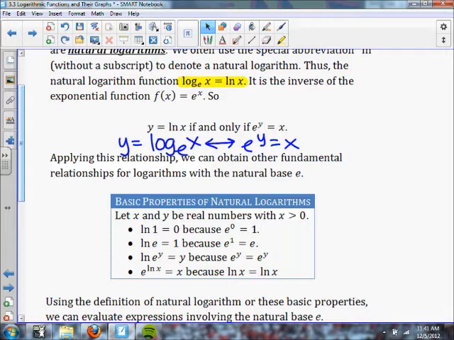Now, applying this relationship, we can obtain other fundamental relationships for logarithms of the natural base e. Just like we did with the previous logarithm charts, we're going to do the same thing with the natural logs here. ln of 1 is 0 because e to the 0 power is 1. ln of e is 1 because e to the first is equal to e. ln of e to the y is equal to y because e to the y is equal to e to the y. e to the ln of x is equal to x because ln of x is equal to ln of x. All right? So what they're saying here is this. If this is ln of x, we flip it back here. ln of x is equal to ln of x.